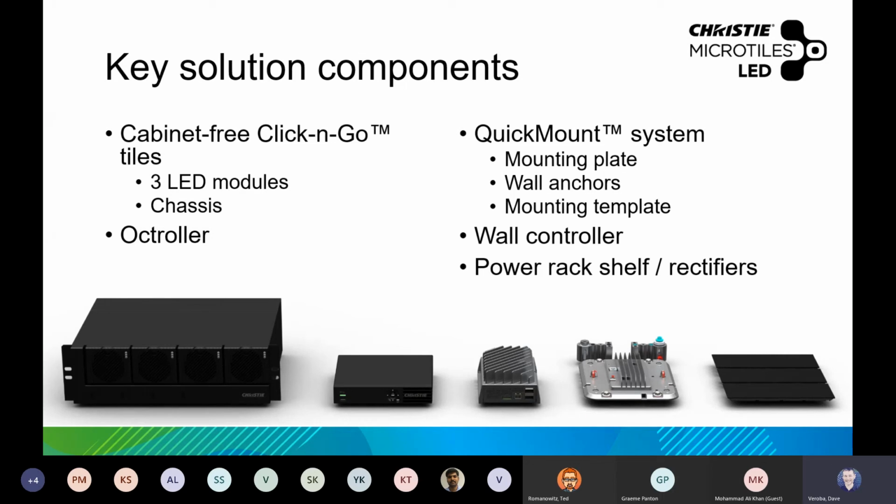Next to that, in the middle, is the Octroller, and the Octroller can be up to 65 feet or 20 meters away from the wall, and it acts as the central processor for up to 8 tiles. So it keeps the electronics of the tile simple and light, and offloads some of that away from the wall. It is the item that sends the power and the content to those tiles through a single power over Ethernet cable. The quick mount system itself uses the wall anchors that are shown behind the chassis, which is second from the right at the back.